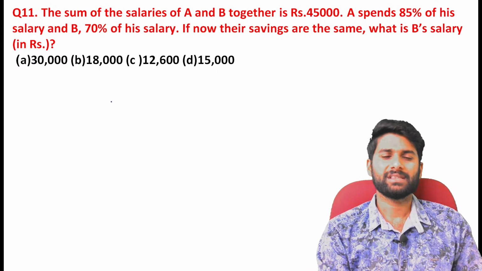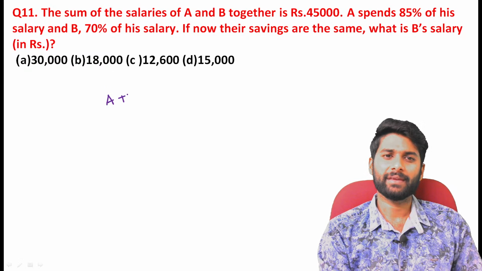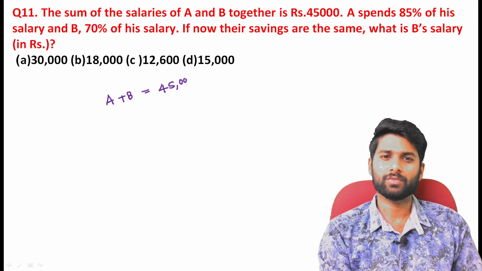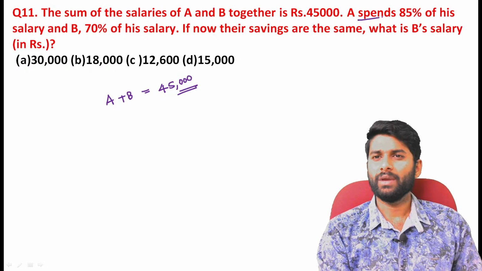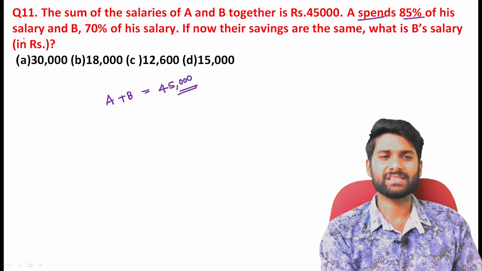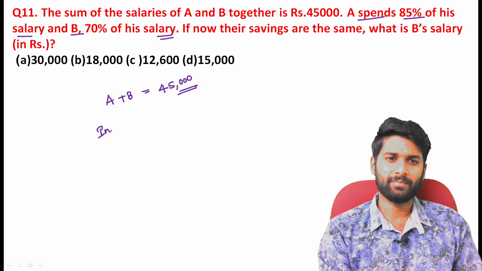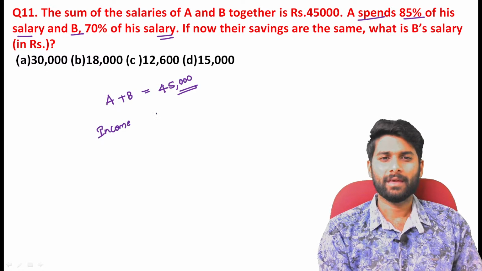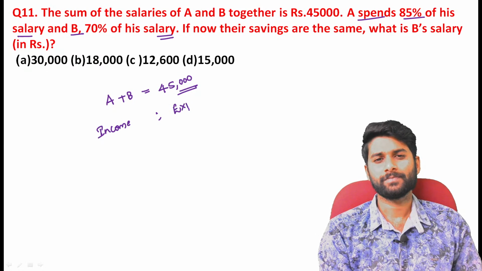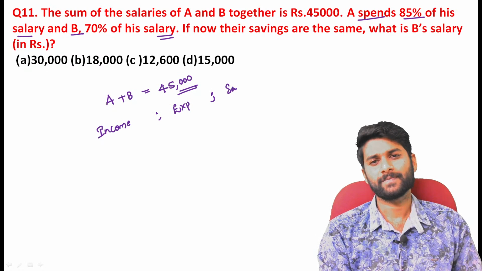Next one. The sum of salaries of A and B is exactly equal to 45,000. Now A spends 85% of salary and B spends 75% of his salary. Now see, we want the income, the expenditure and the savings.